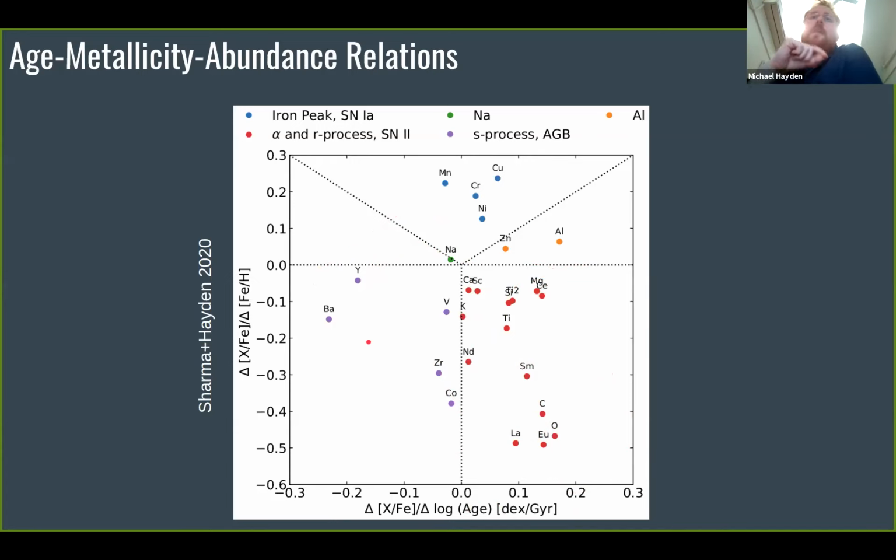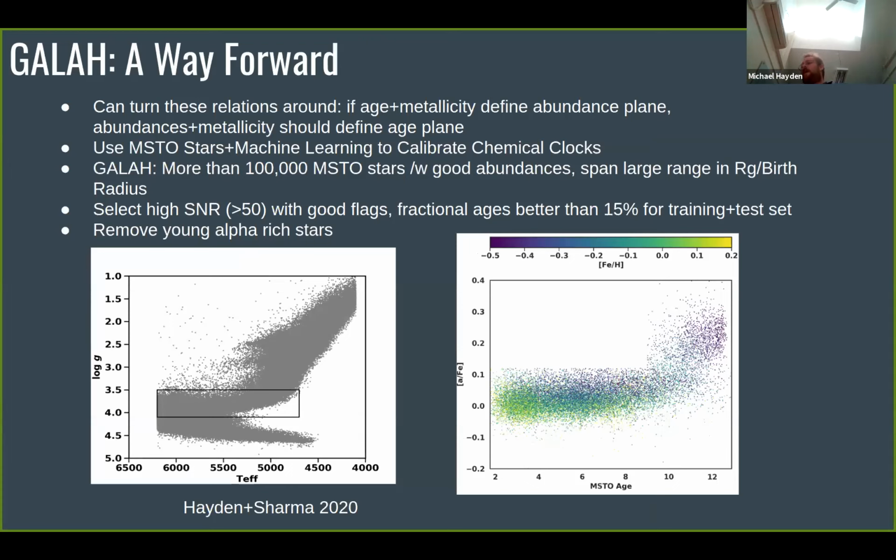And the other take home here is that each element does provide age information. And so you should use all of the elements that you think are well measured in the spectrum. You shouldn't just use one like yttrium or magnesium. You should use as many as you can that you think are well measured. So that's what we're doing.